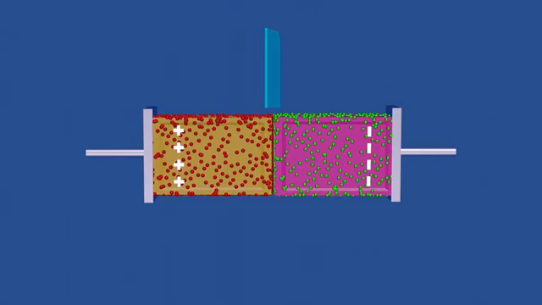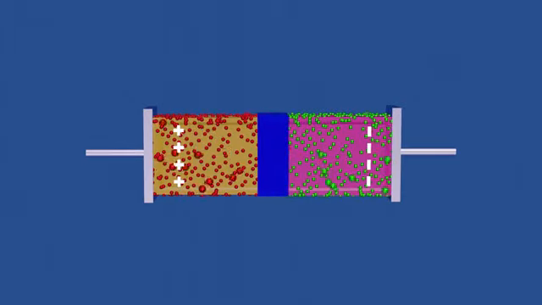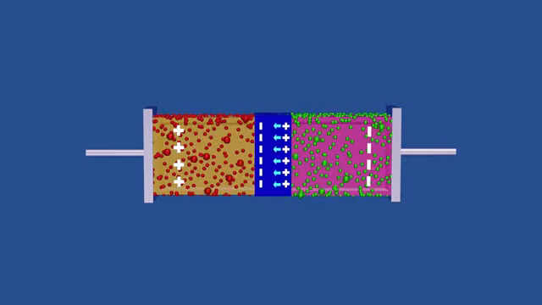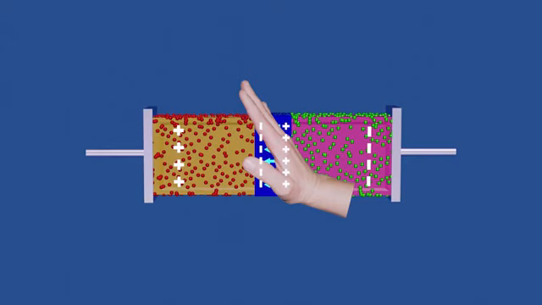The plane where these materials meet is called the junction. Due to diffusion, electrons and holes move across the junction, creating a region depleted of mobile charge carriers, known as the depletion region. The movement of charges creates layers of positive and negative charges in the depletion region, setting up an electric field that stops the further flow of the diffusion current.